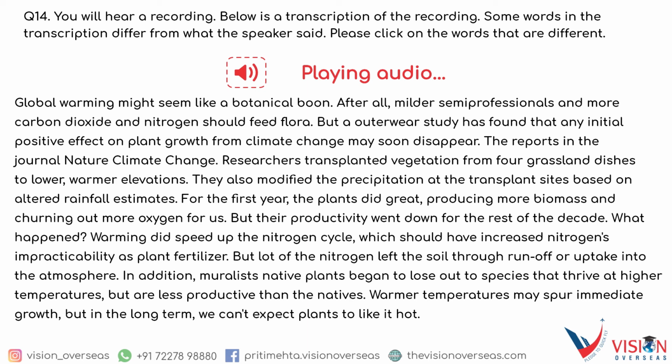What happened? Warming did speed up the nitrogen cycle, which should have increased nitrogen's availability as plant fertilizer, but a lot of the nitrogen left the soil through runoff or uptake into the atmosphere. In addition, productive native plants began to lose out to species that thrive at higher temperatures but are less productive than the natives. Warmer temperatures may spur immediate growth, but in the long term, we can't expect plants to like it hot.